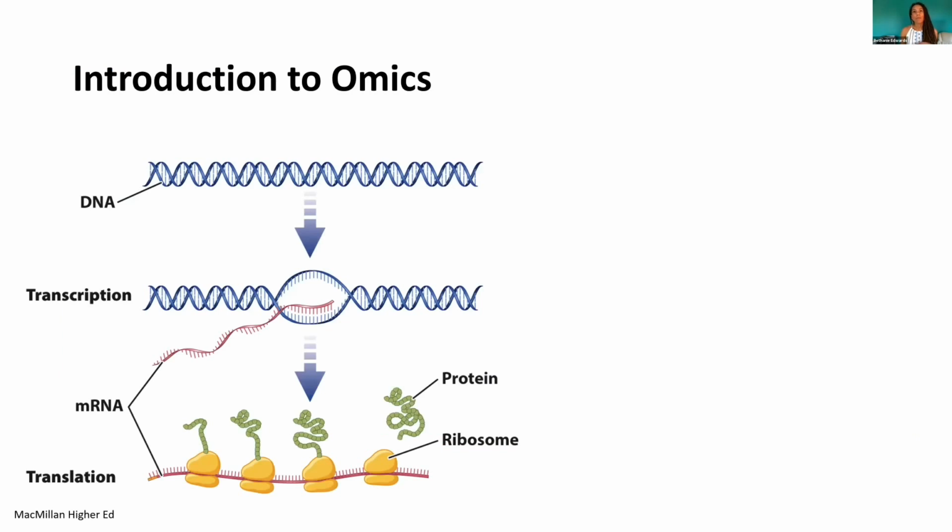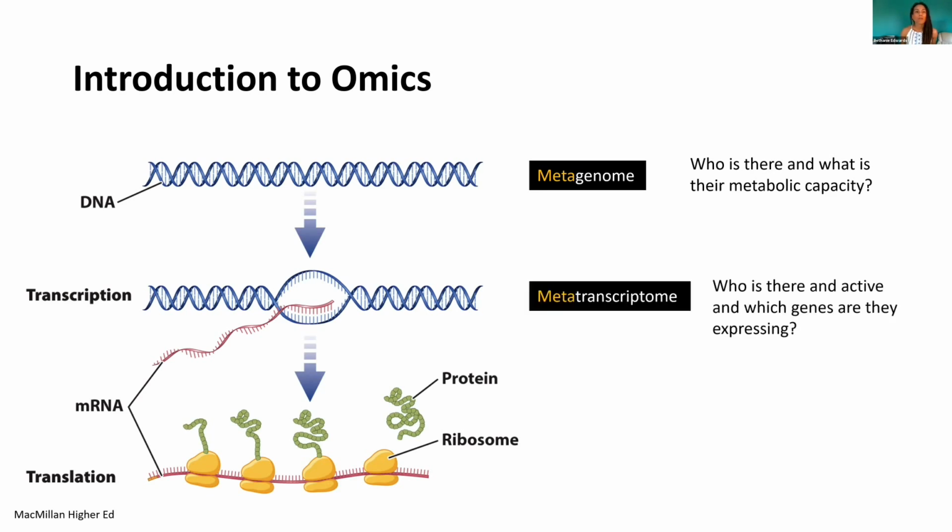And so through these omics, we're effectively following the central dogma of molecular biology by sampling across these ohms. So if we were to extract and sequence all of the DNA from an environmental sample, that would be the metagenome. And that could tell us who is there and what is their metabolic capacity based on what genes are in their genomes.